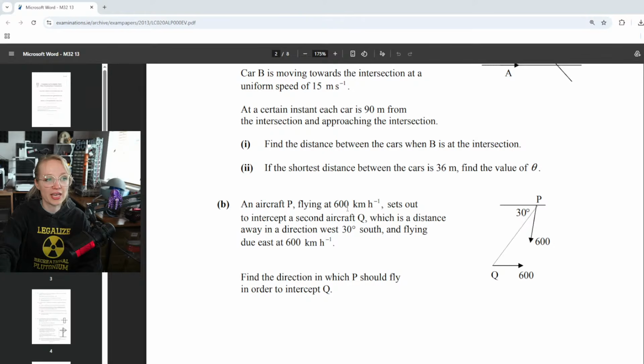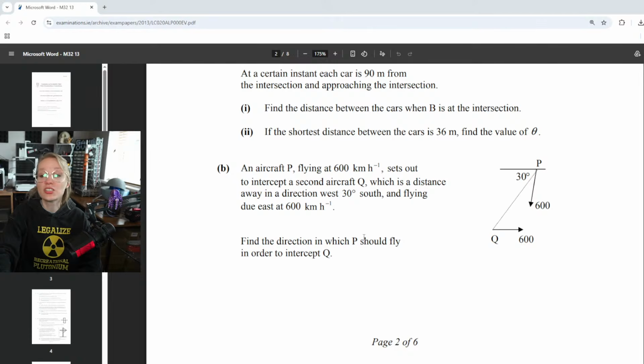An aircraft P flying at 600 kilometers per hour sets out to intercept a second aircraft Q, which is a distance away in a direction of west 30 degrees. Find the direction in which P should fly in order to intercept Q. Jesus, this is like dogfighting. Quick mathematics, quick mathematics for dogfighting.